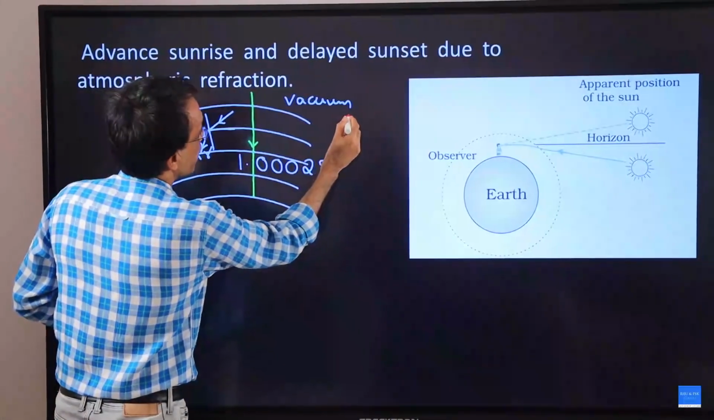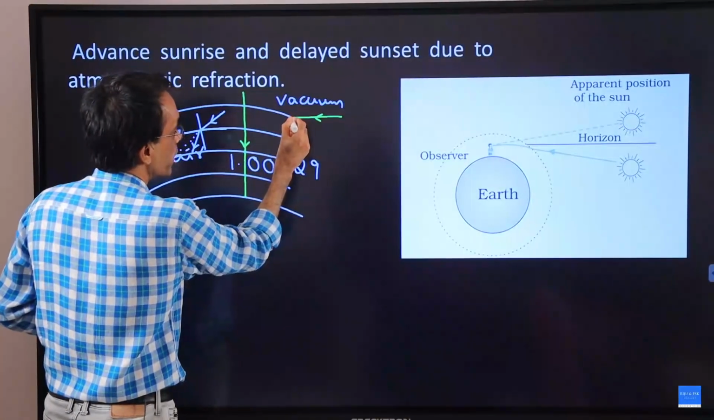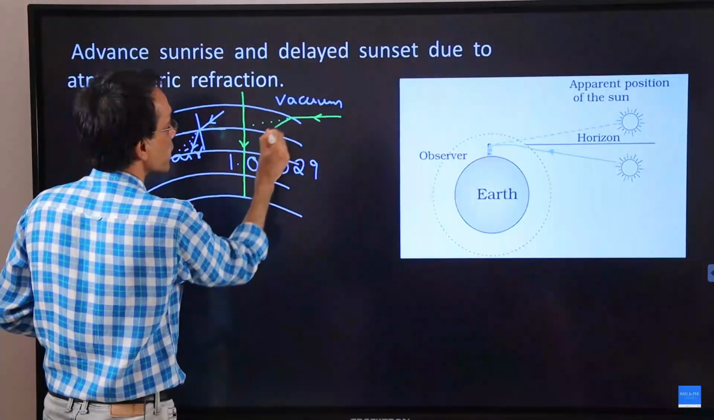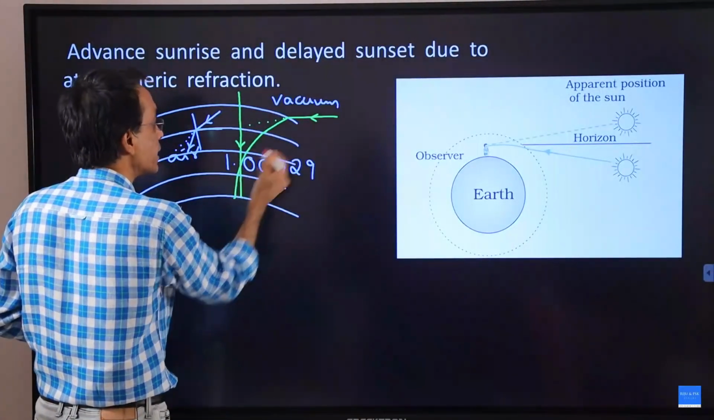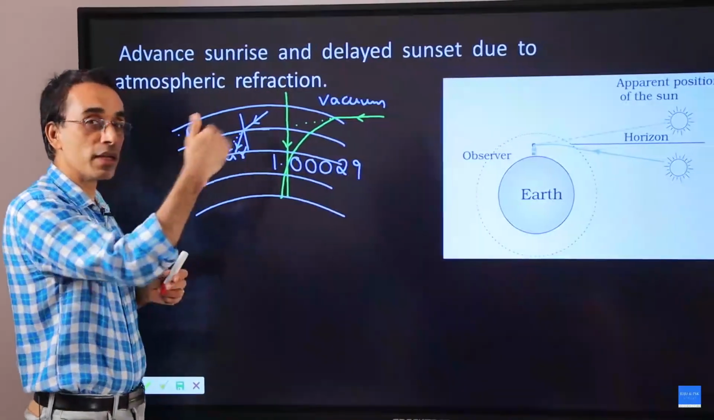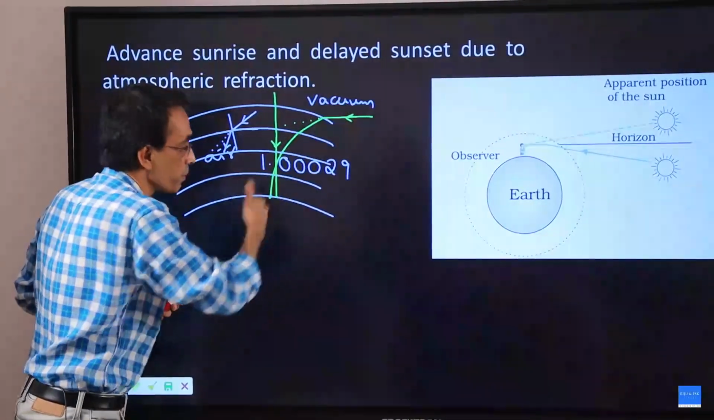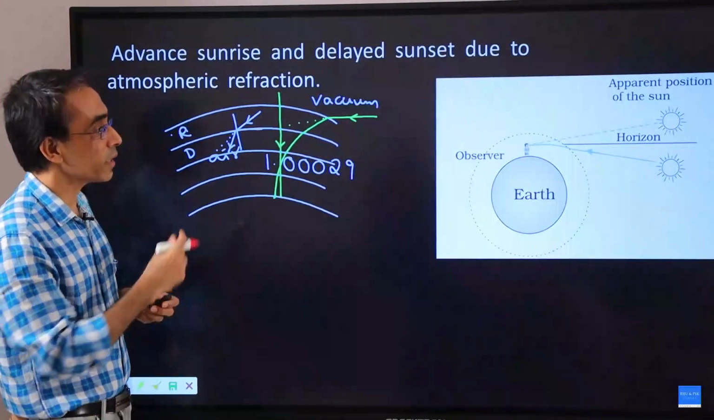So if I take a light ray like this, one light ray, at this point it will not go straight, it will bend. Here again it will bend, here again it will bend. So this bending is continuous because there are no separate layers like this. Any point is a layer. So it continuously bends. This is the secret behind advanced sunrise and delayed sunset.